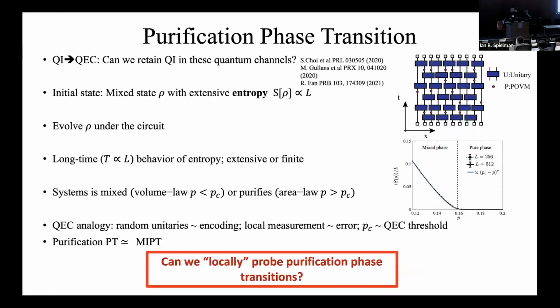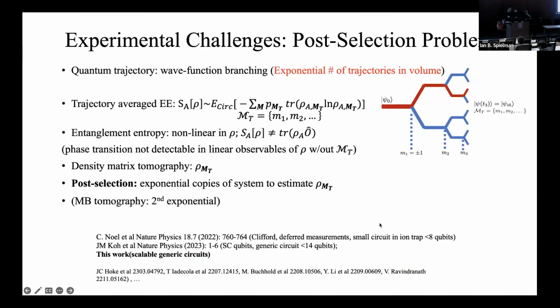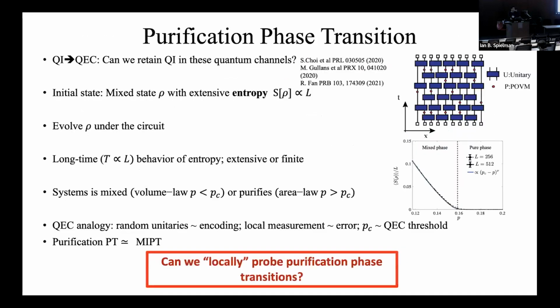So people, however, have tried to detect this phase transition. This is still possible for small system sizes. In this experiment, people considered up to 8 qubits, and in this more recent experiment, people considered up to 14 qubits. And in this one that they had more qubits, it was actually a very resource-extensive experiment. So in this work, I will try to explain a scalable way of detecting this phase transition.